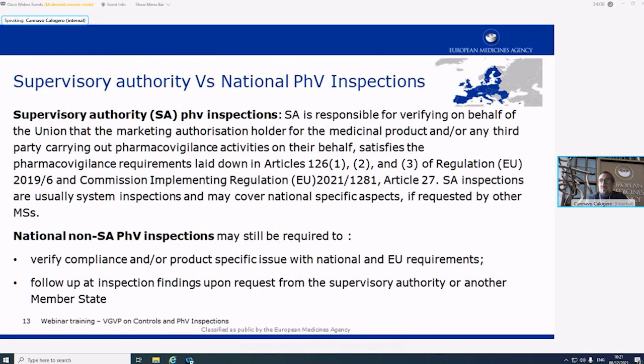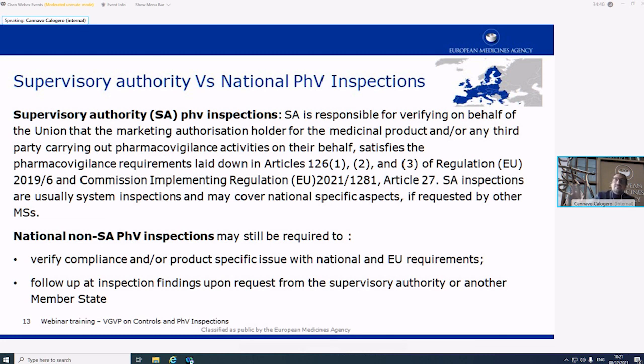I already mentioned the supervisory authority, that is the member state where the PSMF is located and is responsible for verifying on behalf of the Union that the marketing authorization holder for the medicinal product and/or any third party carrying out pharmacovigilance activities satisfy the pharmacovigilance requirements laid down in the regulation and the Commission implementing regulation.